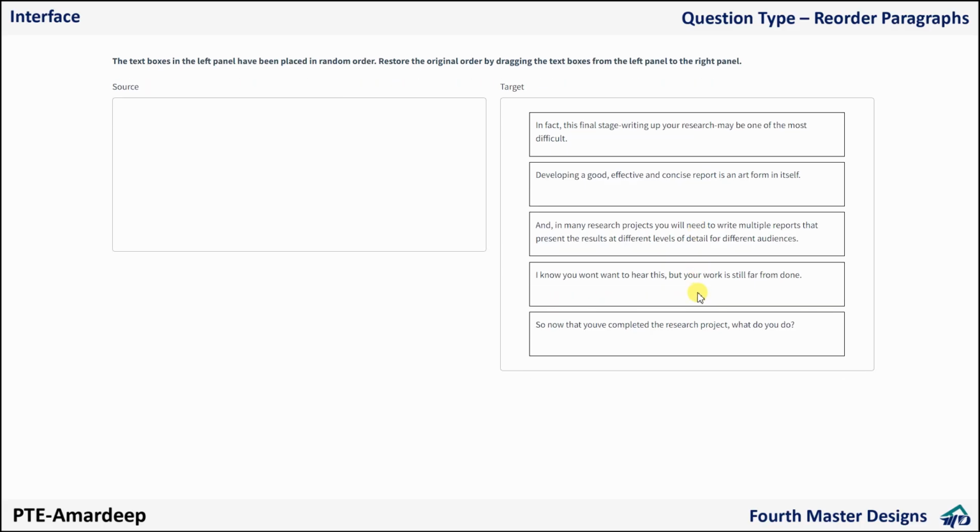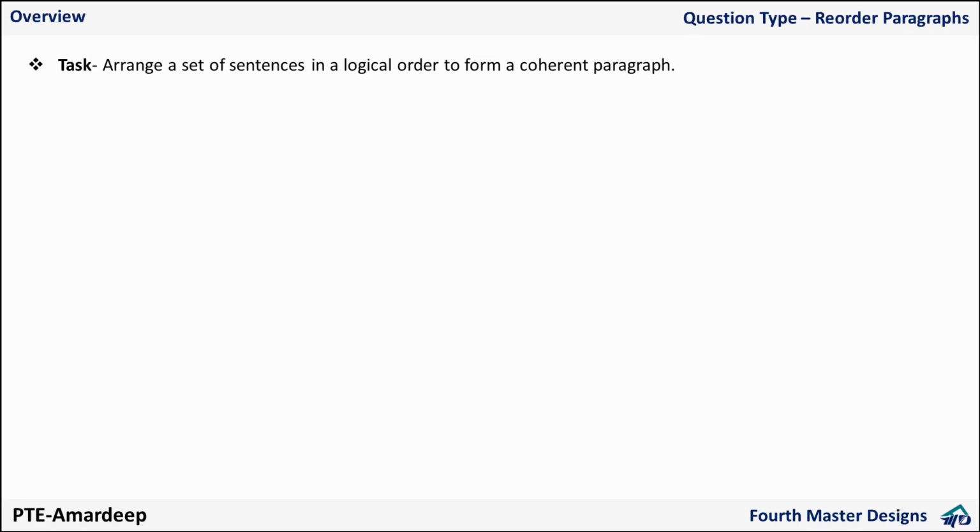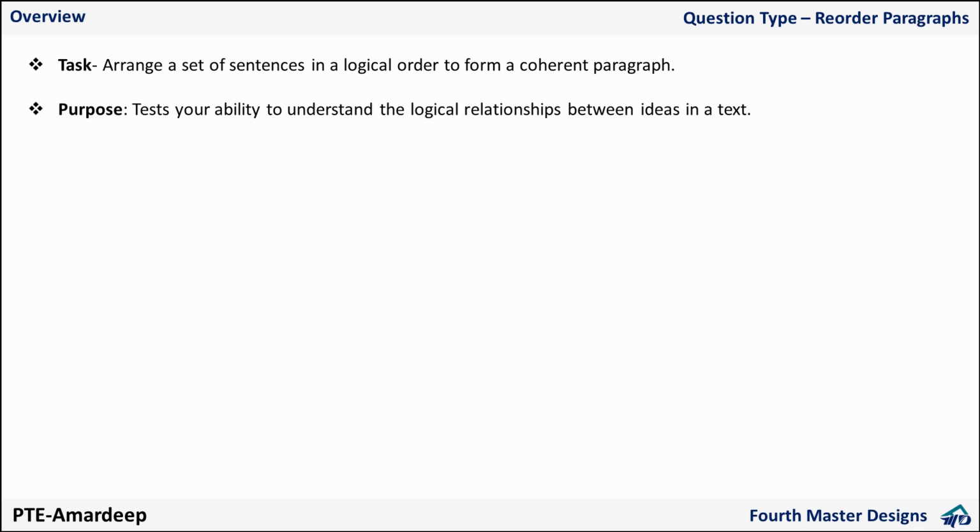Okay guys, now coming to your overview part. The task is to arrange different sentences in a logical order. They should make sense. That is the task. You have already seen that. This question type will check whether you are able to arrange different paragraphs in relationship to each other, in a coherent way or not. Then, this question contributes to your reading module only. So that is a good thing here.